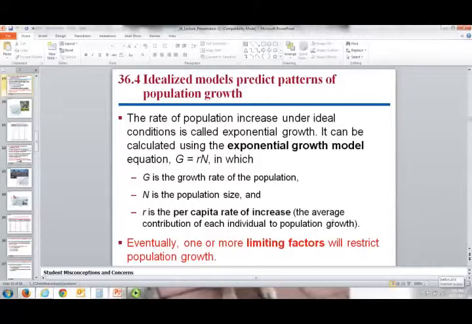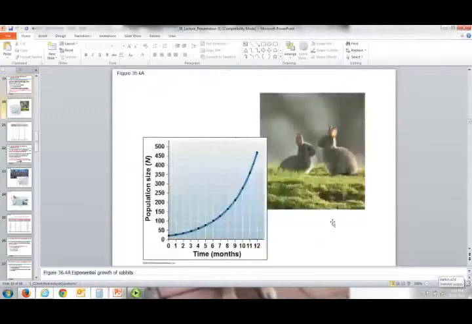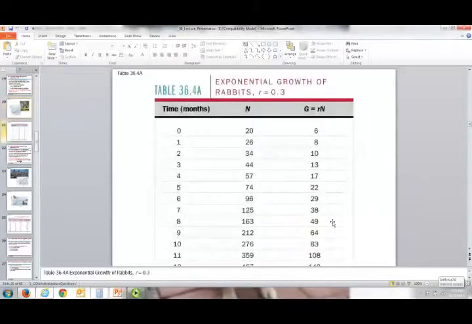You want to think of this as being used more as an equation to explain the relationship. You're not actually going to be doing any of these calculations in class. Eventually, though, populations can't go on growing exponentially forever. One or more limiting factors is going to start to restrict the population growth. So this is showing population growth of rabbits increasing here. You've got the population size on the y-axis and then the time on the x-axis. And this is just the individual data points that would be plotted on that.